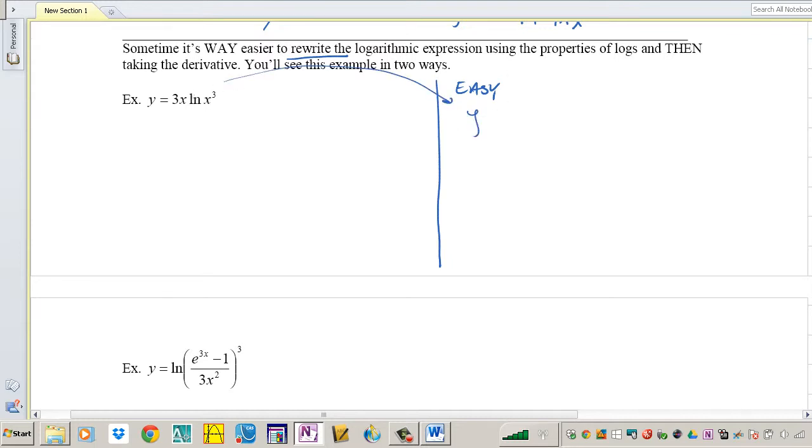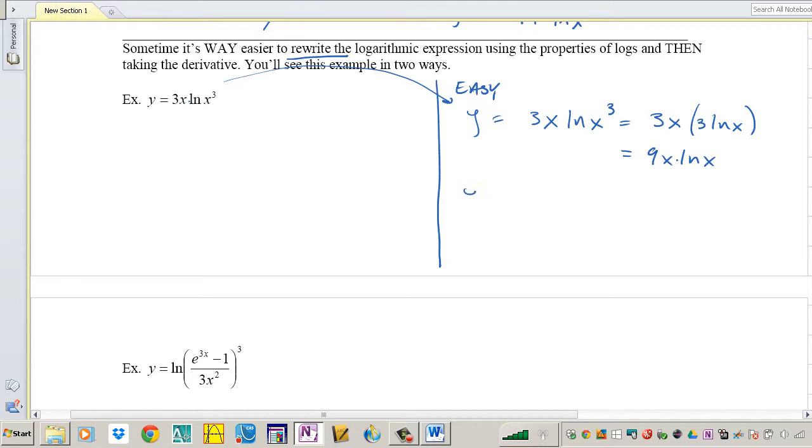So we notice that it's being multiplied. Okay, so it's going to be 3x ln x cubed, which is the same thing as 3x times 3 ln x, which is also 9x ln x. You see, now I have the product of 9x ln x. Now I don't have to worry about doing the chain rule of x to the cube.